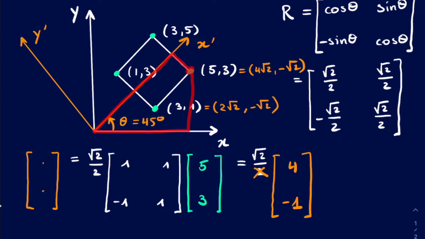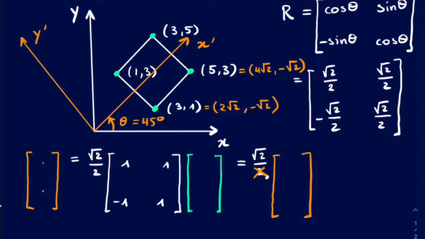Now we see that compared to the previous point, where we had minus the square root of 2 in the y prime direction, here we also have minus the square root of 2 in the y prime direction. And this makes sense because the line connecting these 2 points is parallel to the x prime direction, and thus it has the same y prime components, which wasn't the case in the original coordinate system. Here we had a y component 1 and a y component of 3.